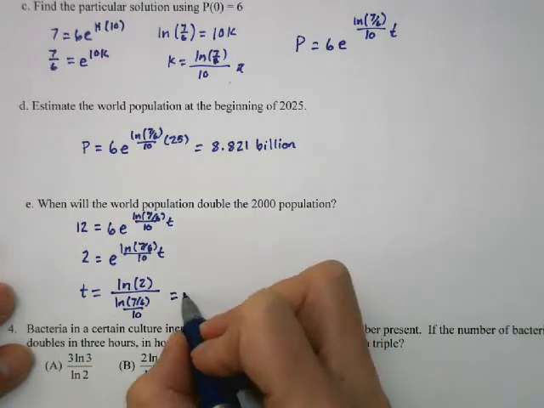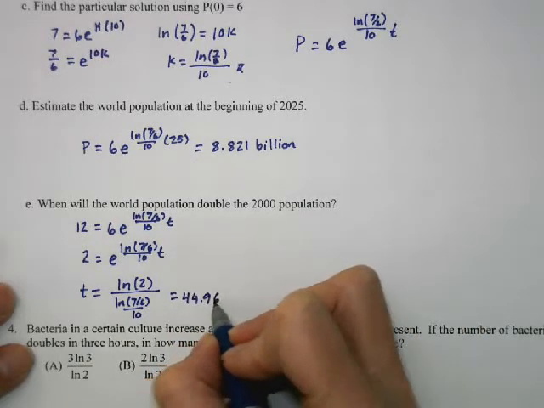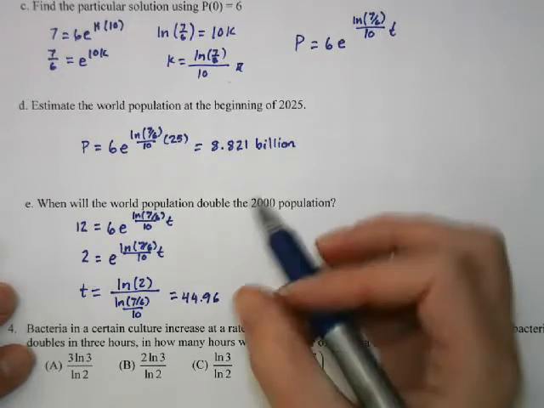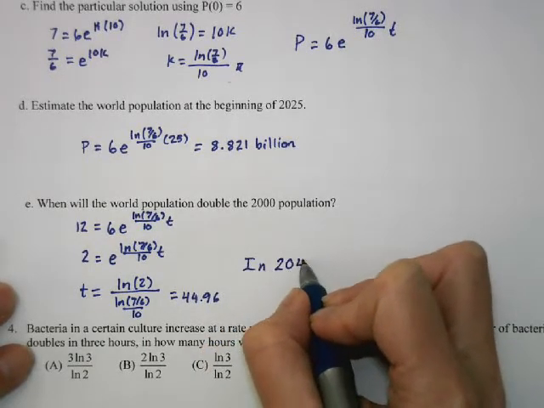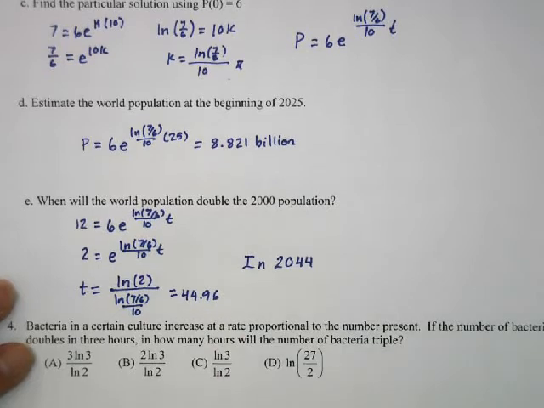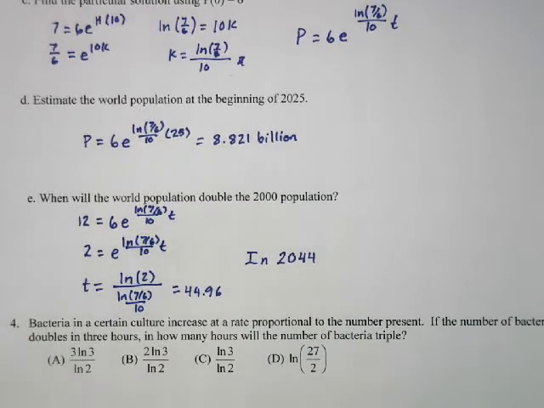Calculator gives us 44.96, which is pretty close to 45, but not quite. So I'm going to say in 2044, it'll be late in 2044, but it's going to tick over sometime in that point, according to our model.